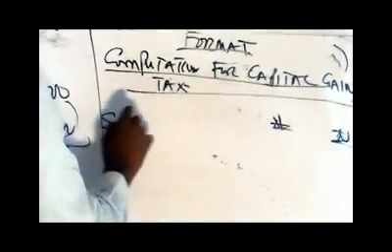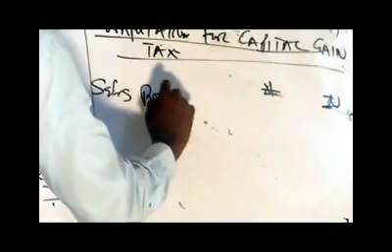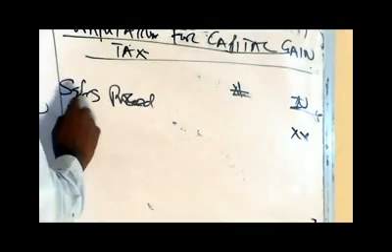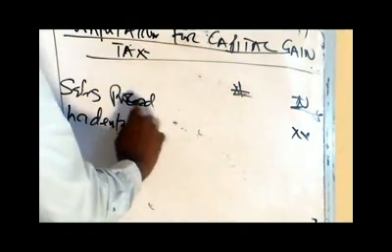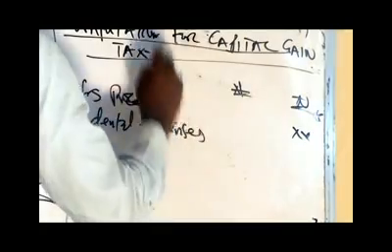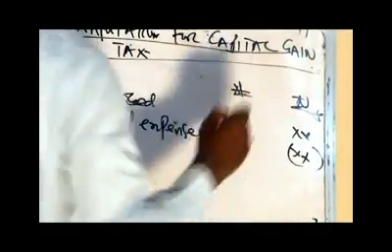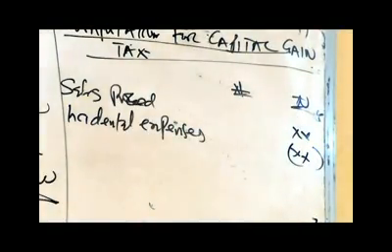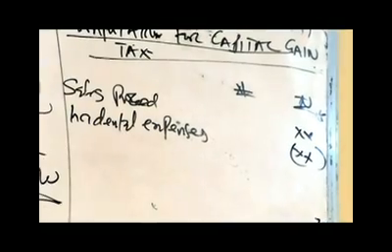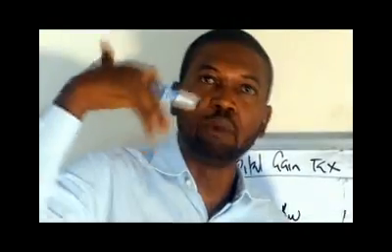You have sales proceeds. Sales proceeds simply means the amount the taxpayer sold that asset. Then we have incidental expenses. Incidental expenses simply means those expenses the taxpayer incurs in the course or in the process of disposing the asset. For example, agency fee, commission. When you want to sell an asset, you have to pay the agency fee, the legal fee, the accountancy fee, all those agency commissions and all that. So we call them incidental expenses.